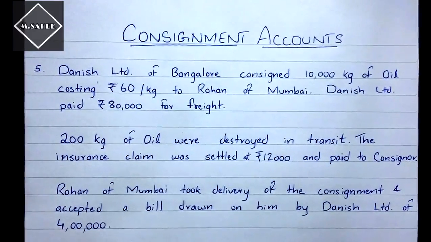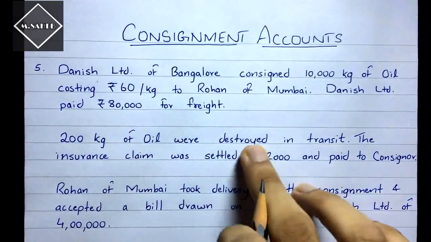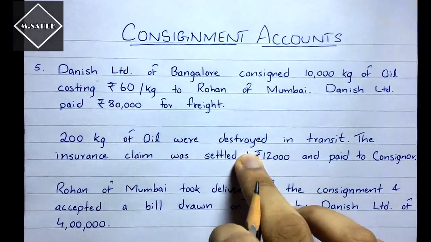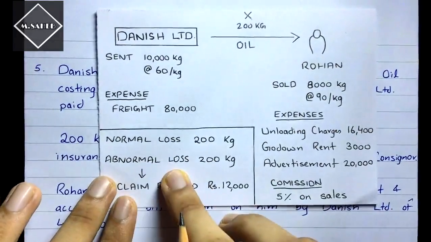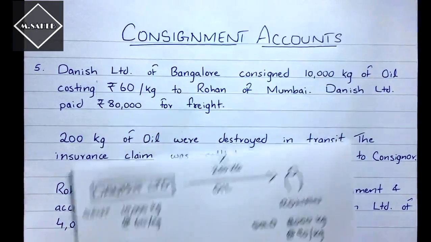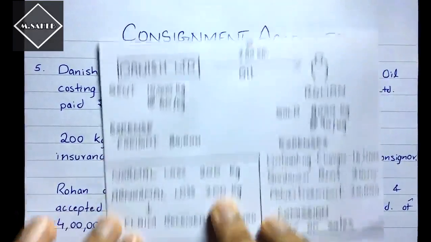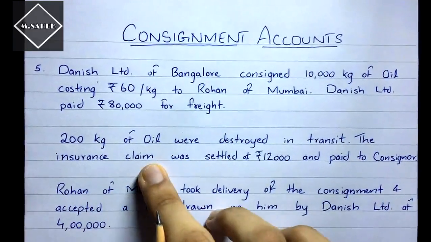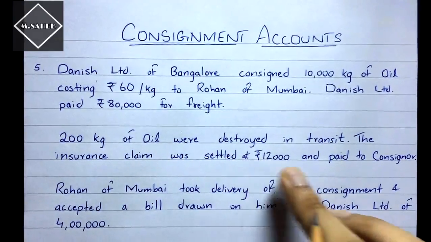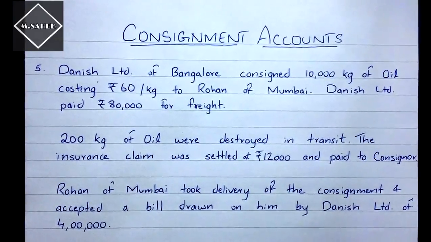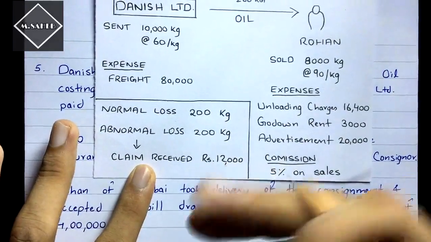Then they have said 200 kg of oil were destroyed in transit. Destroyed in transit, that means this is abnormal loss of 200 kg. 200 kg were destroyed in transit, so this is abnormal loss. And then they have said the insurance claim was settled at rupees 12,000 and paid to consigner. So the claim of rupees 12,000 was received from the insurance company. We'll see how to treat it.